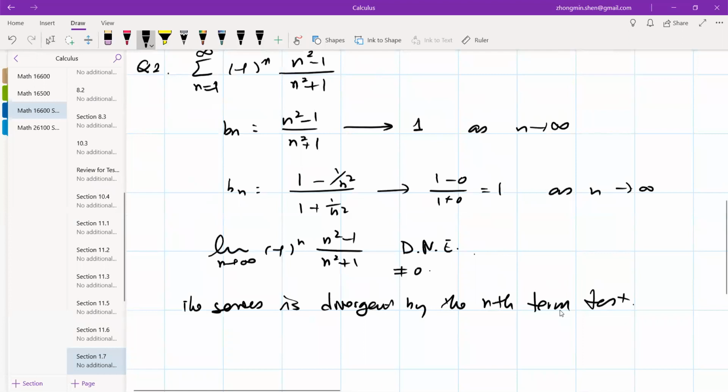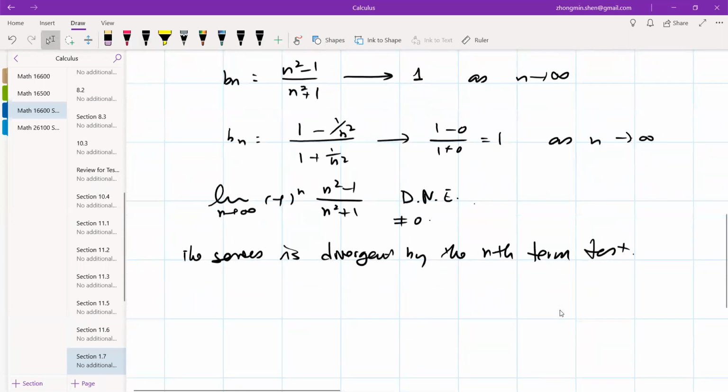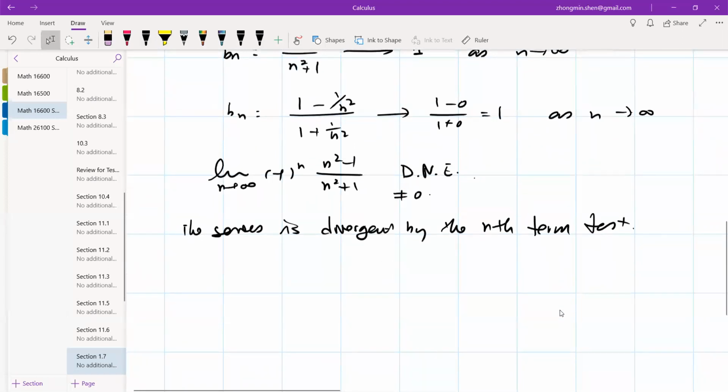The nth term test says that if it's convergent, the limit of the nth term must be 0. Now it's not 0. Actually it doesn't exist because there is a negative sign in front of that. It jumps between negative and positive 1. All right, so when you see an alternating series, you don't necessarily have to use the alternating series test to prove its convergence. For example, the next problem.